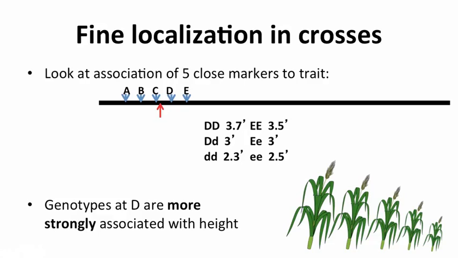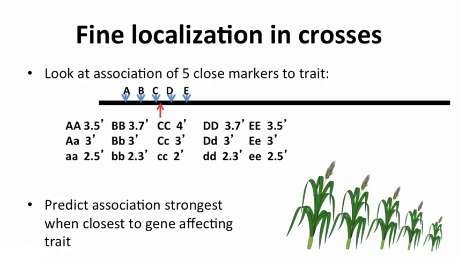So let's fill in the rest of these. There we go. We see the same sort of thing here. As you get further away from the height gene, less variation is explained. When you're 4 centimorgans out, you're explaining about 1 foot of difference in height. When you're a little bit closer, you're explaining 1.4, and when you're pretty much right on it, you're explaining almost 2 feet of the height difference. So the prediction is that we see a stronger association when we're looking at markers closest to the gene affecting the trait, which in this case is corn height.